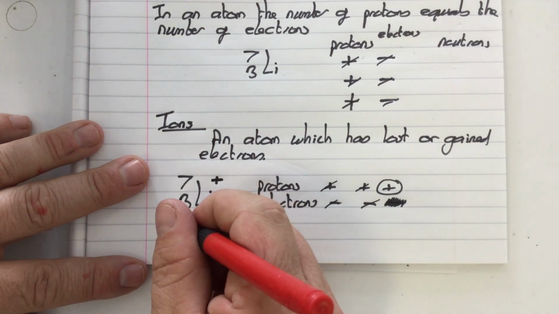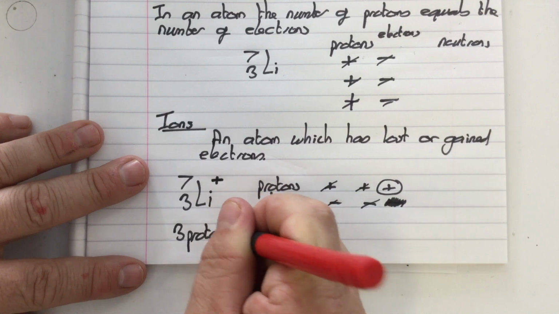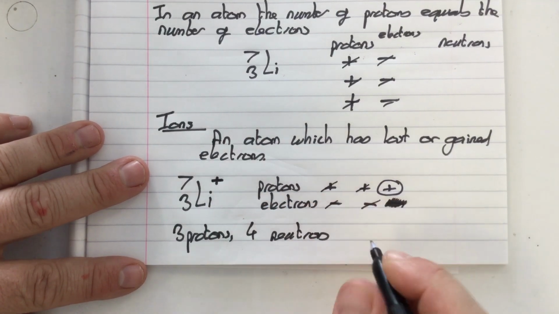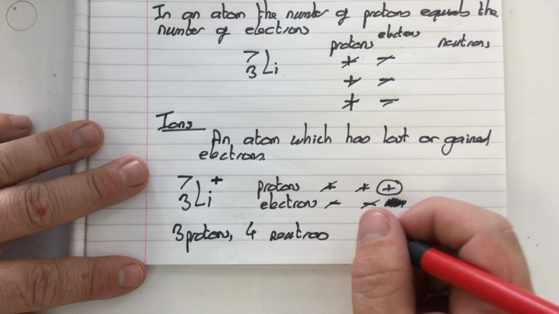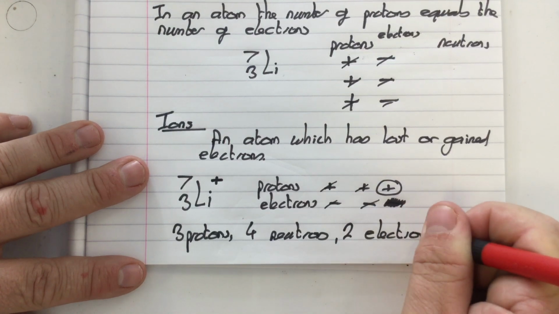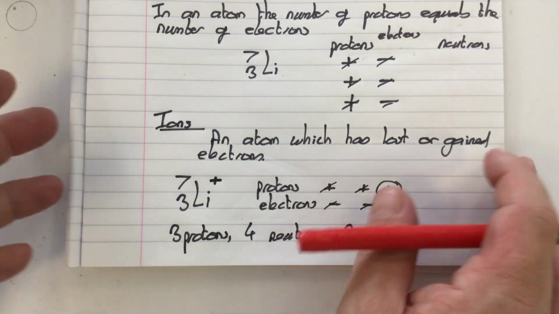So it's now got 3 protons, 4 neutrons, but it's lost 1 of its electrons. So it's now got 2 electrons. Okay, so an ion is an atom which has lost or gained electrons.